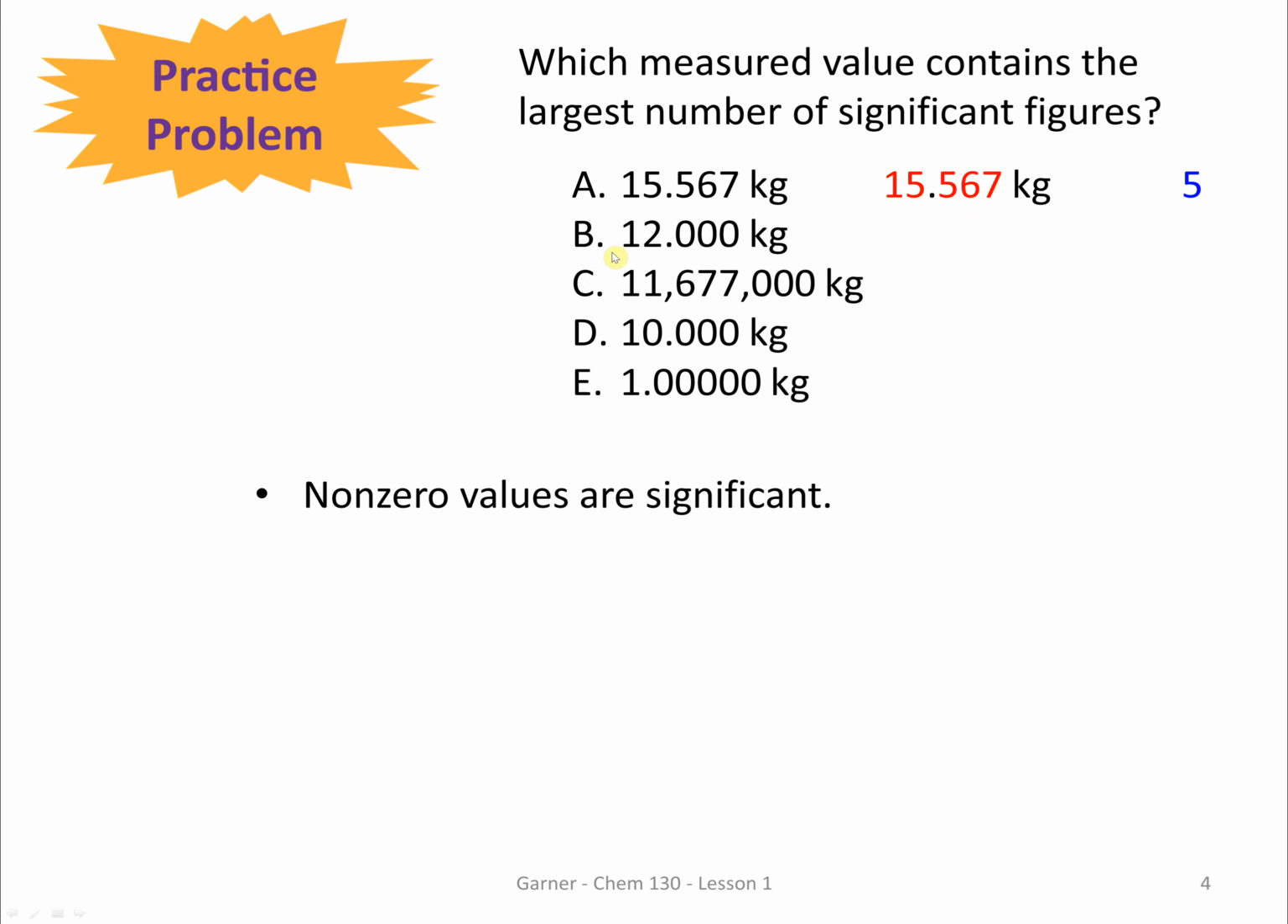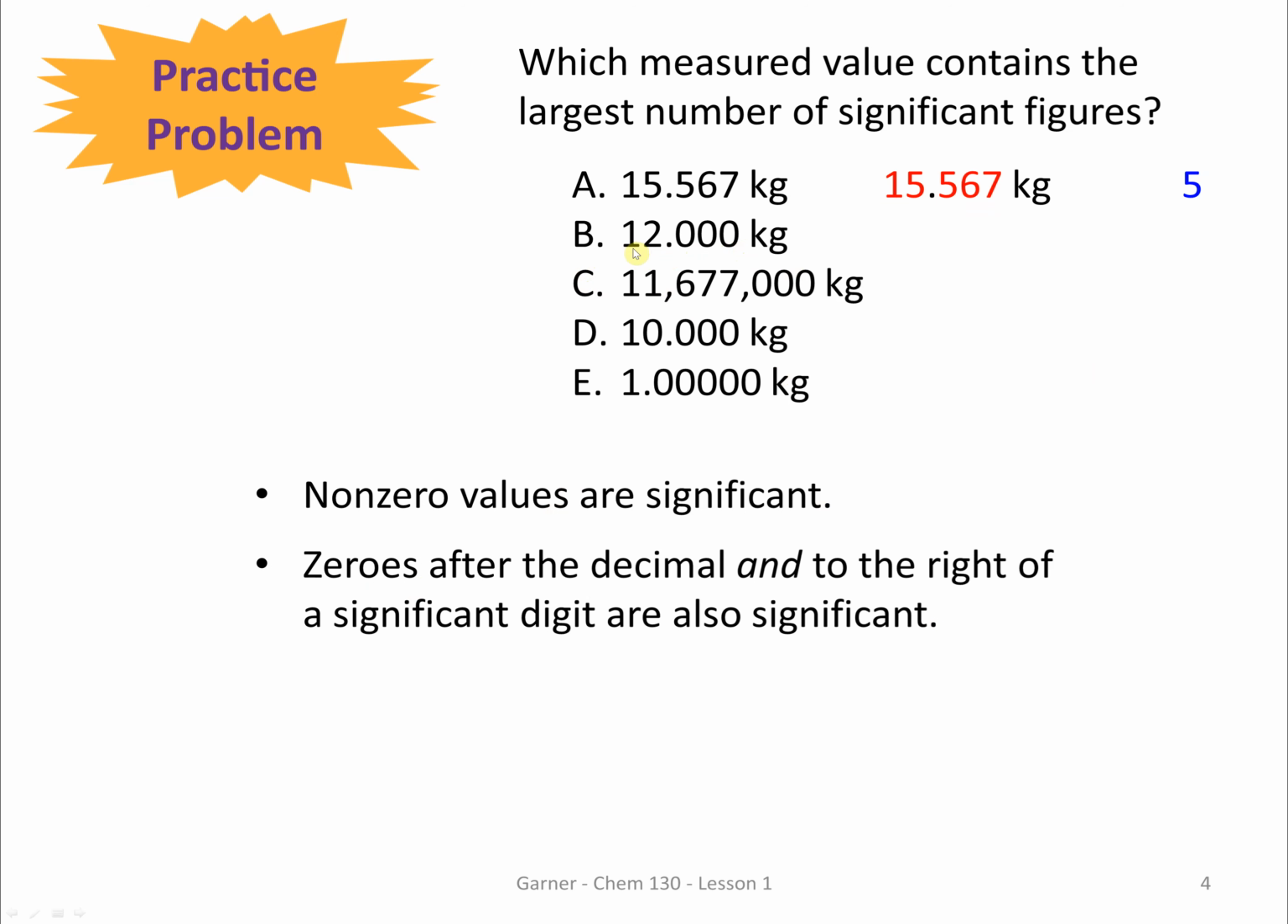All right, in the next choice, we have 12.000. So we've seen now that non-zero digits are significant, but these zeros here are also going to be significant because they're to the right of a sig fig, and they're to the right of the decimal point. So all of the zeros here meet those 2 criteria, so all 3 of these zeros will be significant. They all lie to the right of the 2 and to the right of the decimal point. So again, we end up with 5 significant figures in choice B.